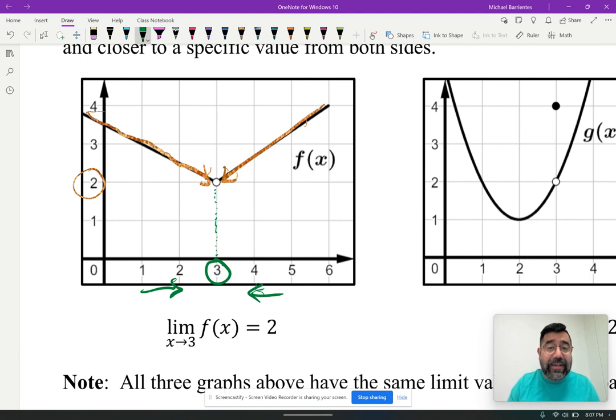Whether or not the graph got there, whether or not the function is defined at x equals 3, really doesn't matter. What matters is where it was going. You can almost think of it as where the function was supposed to go, and then maybe it did, and maybe it didn't. So in this example, as my x gets closer and closer to 3, the y's, or the function values, are getting closer and closer to 2.